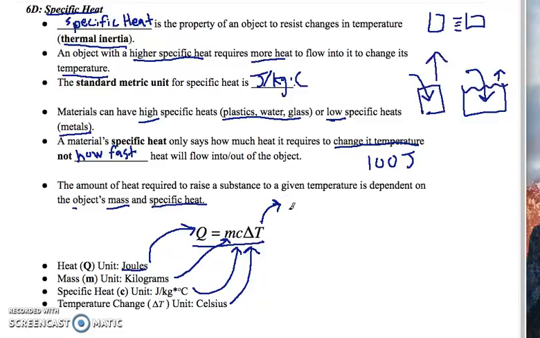Change in temperature, right? Change in anything is really the final minus the initial. So another way you could write this is delta T is equal to Tf minus Ti, the final temperature minus the initial.